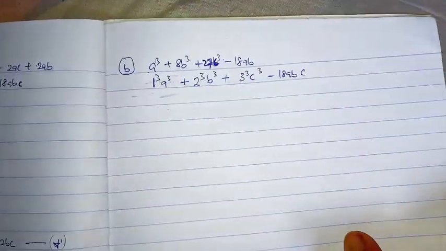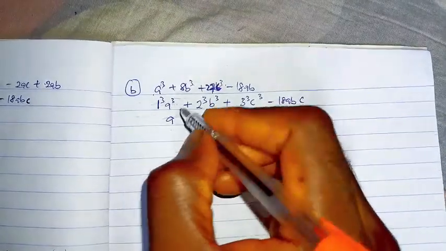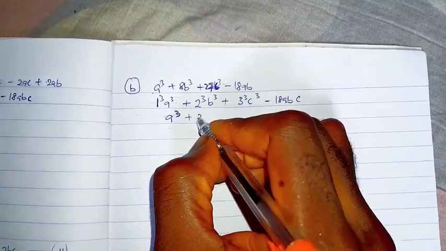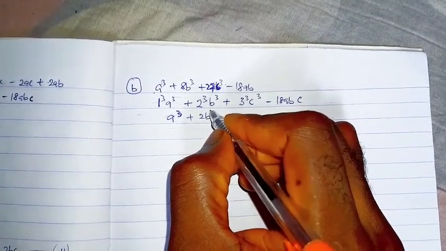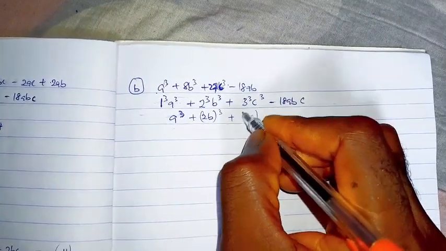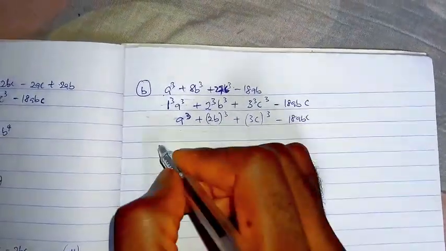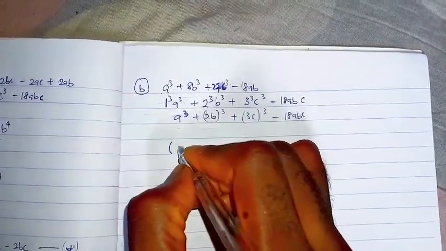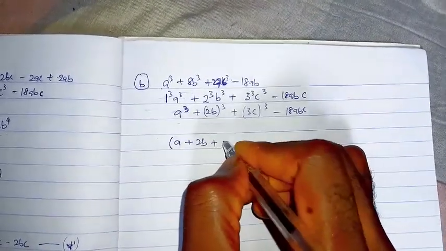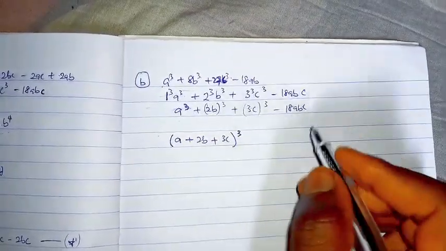Okay, so how do I then solve? It means I'm looking for a factored form that looks like a raised to power 3 plus 2b raised to power 3, then plus 3c all raised to power 3. So I'm dealing with cube now. So it means the solution will be of the form a plus 2b plus 3c all raised to power 3, because they all have power 3.